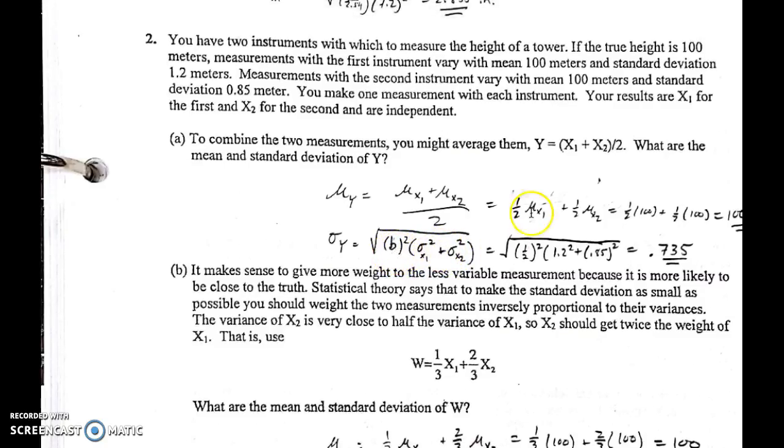Our b value from up here was still a half. That's our conversion factor. So we're doing a half squared times, and then the first standard deviation is 1.2, and we're squaring it, plus the second standard deviation was 0.85, and we're squaring that. When you just dump all this information in your calculator and you take the square root, you're going to get 0.735.